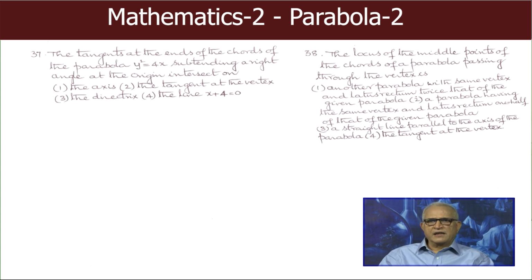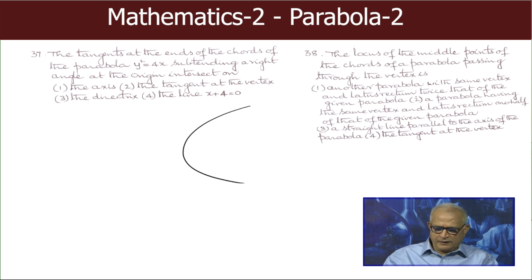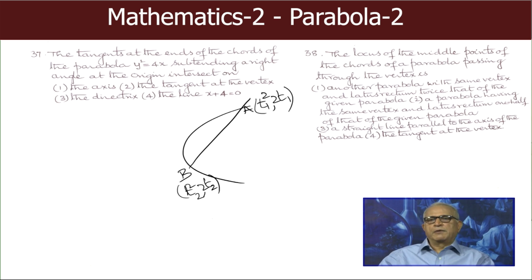Tangents at the extremities of the chords of a parabola subtending a right angle at the origin. Here is a chord AB. Say this is (T1 square, 2T1) because a is 1 here. This is (T2 square, 2T2). These are the parametric coordinates of the points A and B with parameters T1 and T2. Here a is 1; (at square, 2at) are the coordinates of a point on the parabola y square equal to 4ax.